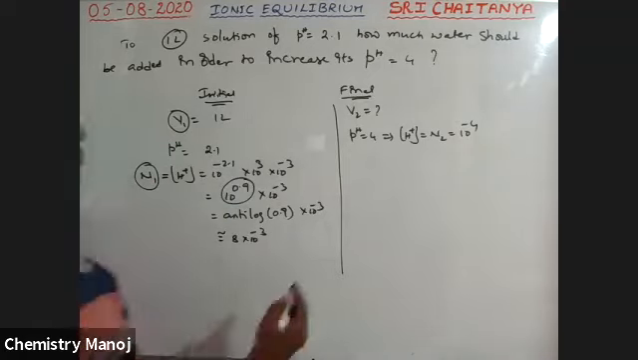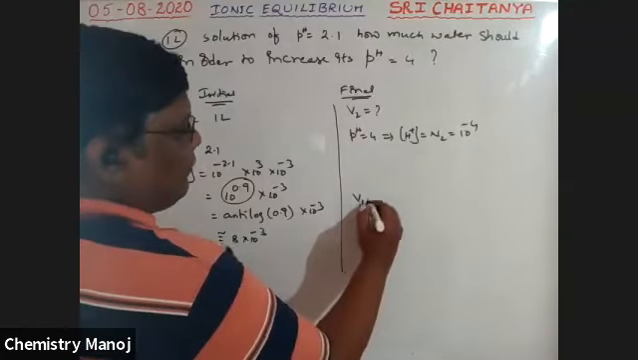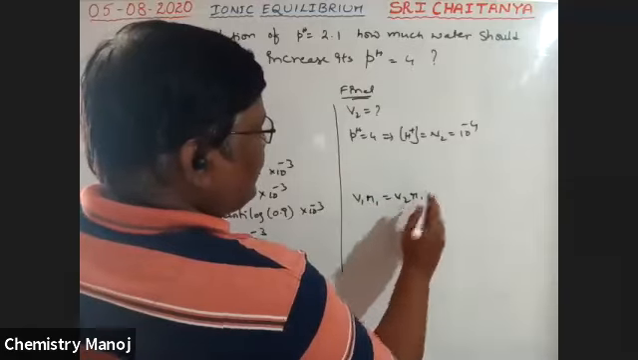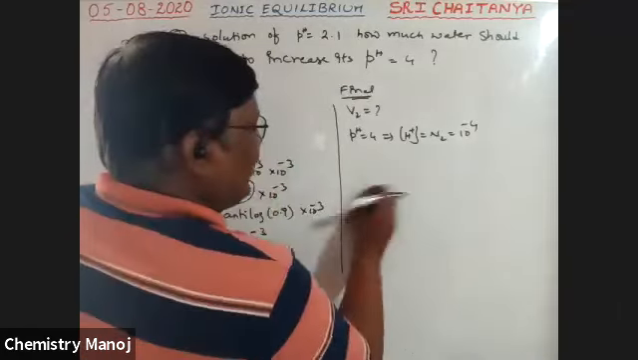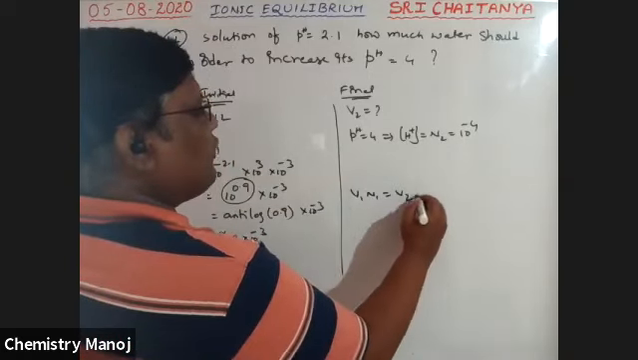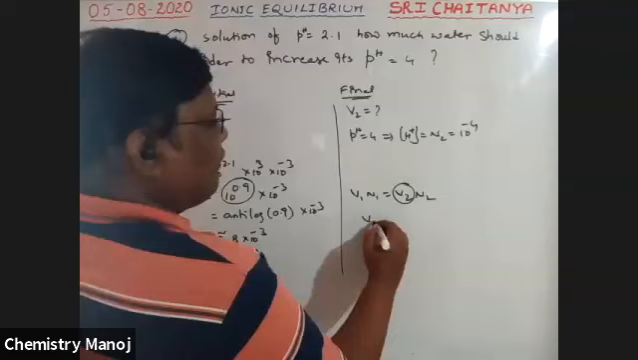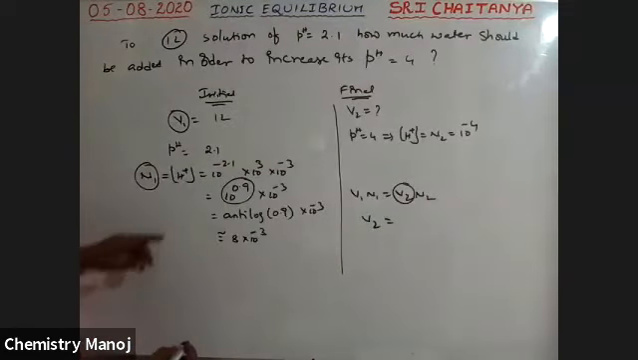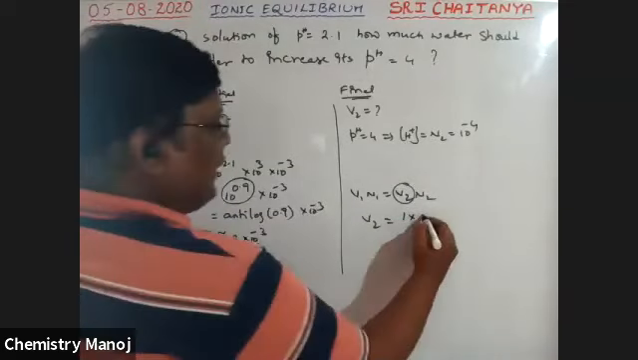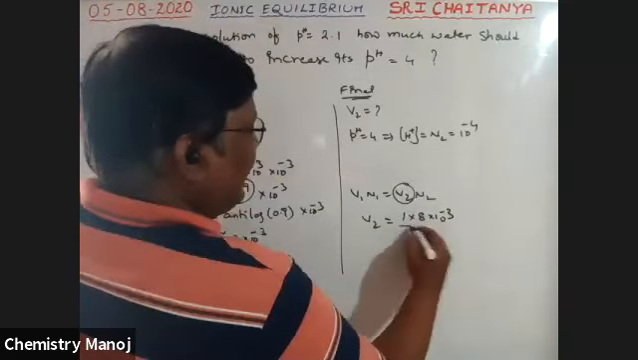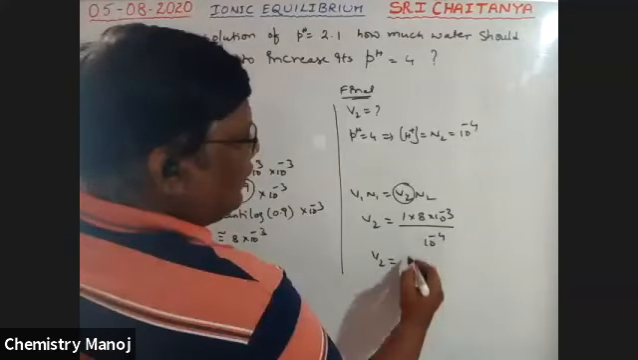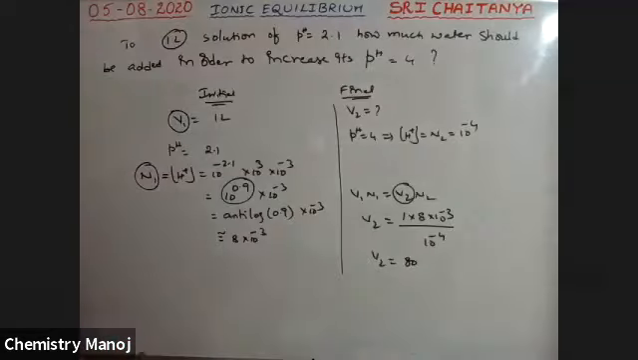Apply the condition V1 N1 is equal to V2 N2. Find out V2. V2 is equal to V1 N1 by N2, which is 1 into 8 into 10 power minus 3 by 10 power minus 4. Which gives V2 is equal to 80.